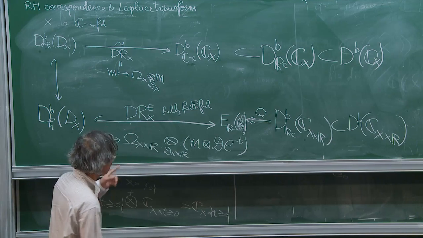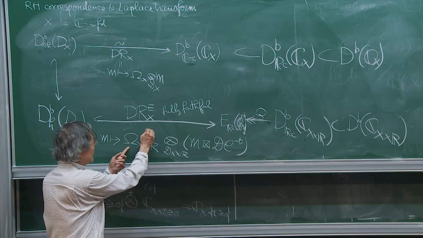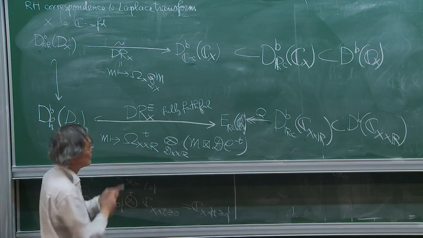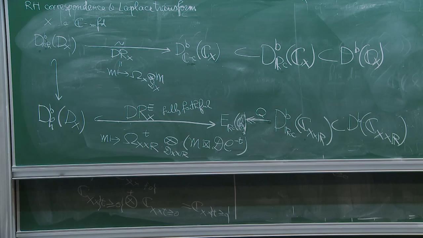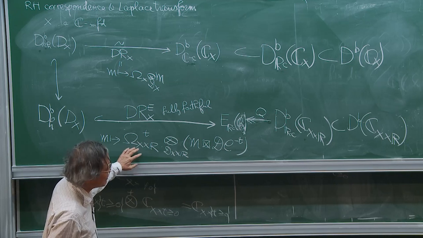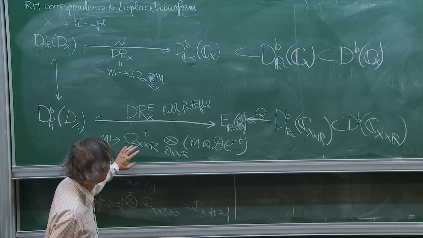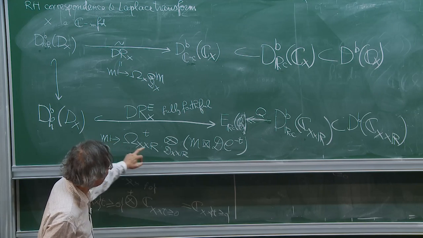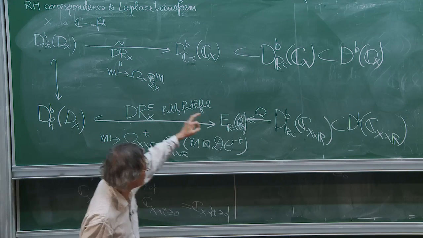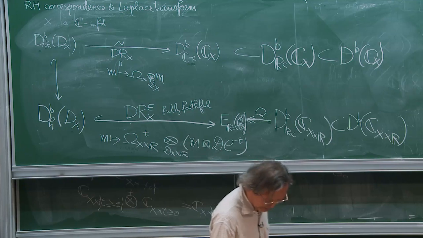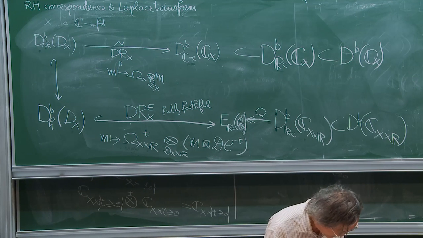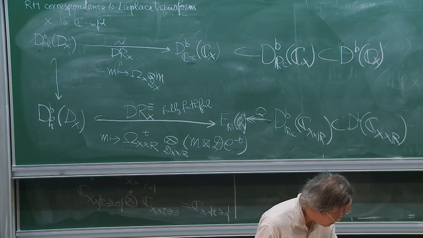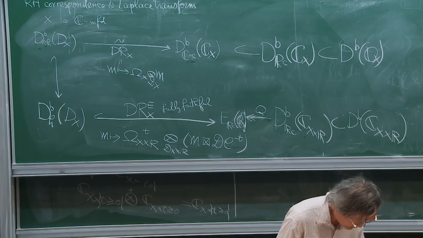And so we don't take this, but we take some so-called tempered distribution, tempered function. But I think I'm not going into the details. But this functor gives a functor from here to here. So that is the one. Okay.